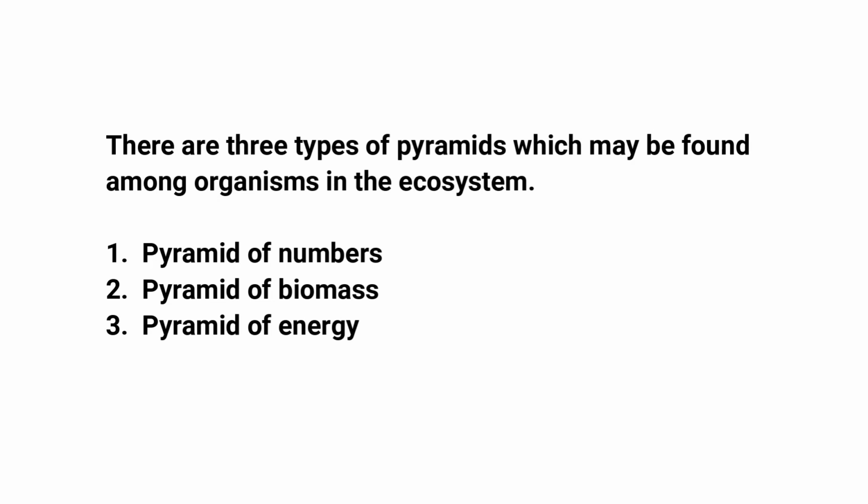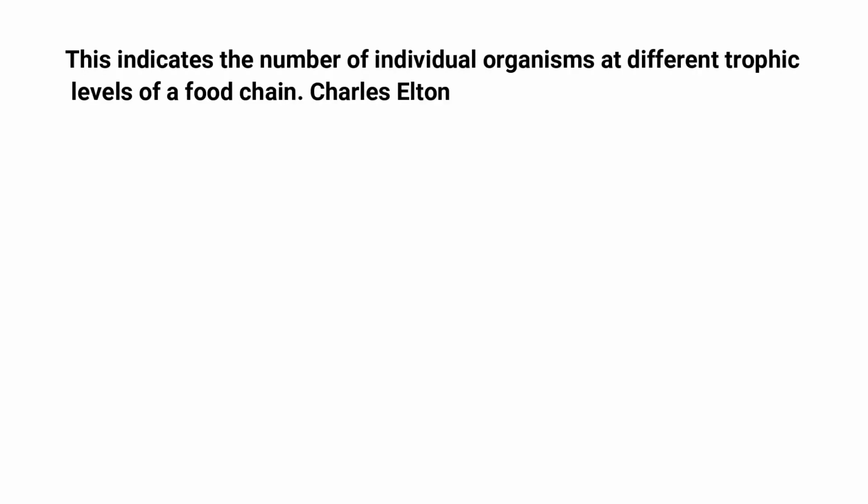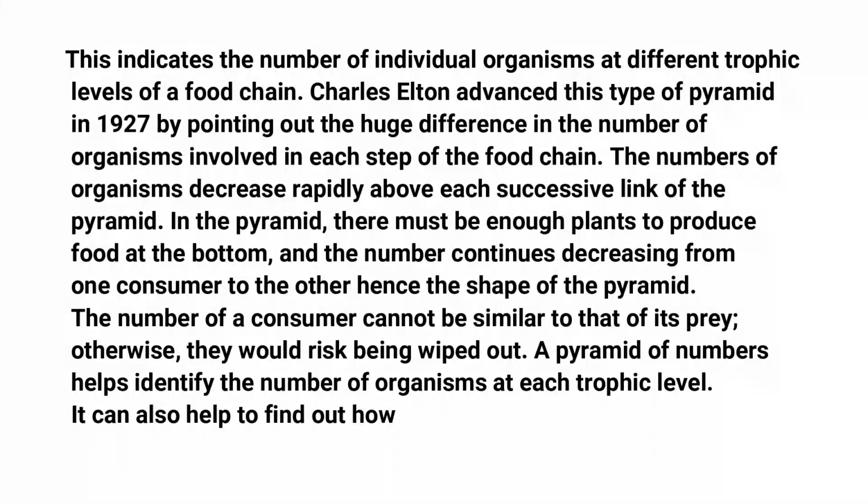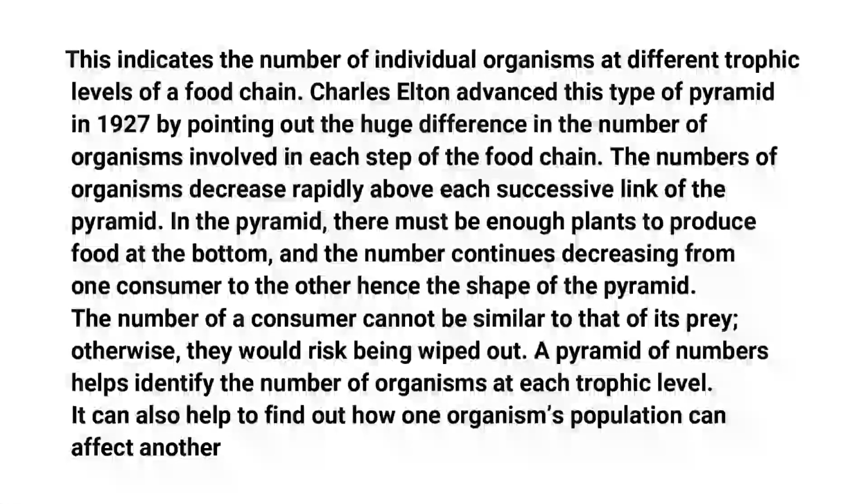The first one, we have pyramid of number, pyramid of biomass, and the pyramid of energy. The pyramid of numbers indicates the numbers of individual organisms at different trophic levels of a food chain. Charles Elton advanced this type of pyramid in 1927 by pointing out the huge difference in the number of organisms involved in each step of the food chain.